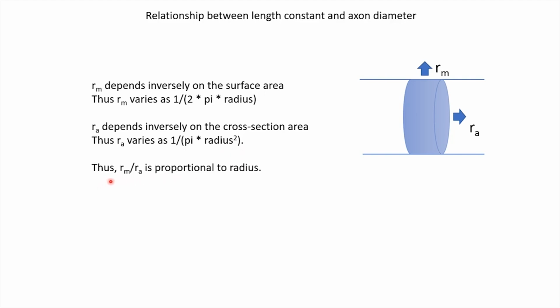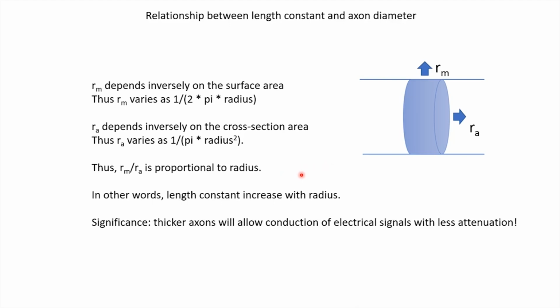So when we look at Rm over Ra, it becomes 1 over radius divided by 1 over radius square, or becomes proportional to radius. So root Rm over Ra would be proportional to square root of radius. So it still increases with radius. If you have a larger radius, you would have a larger value of length constant.